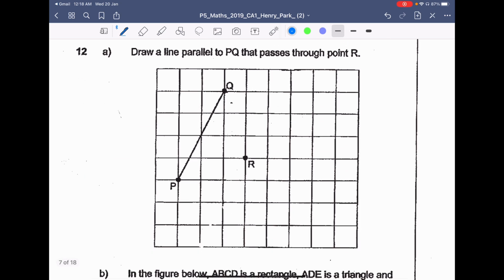Draw a line parallel to PQ that passes through point R. So what you want to do is take your ruler, place it along line PQ, then afterwards you drag your ruler all the way until it touches point R while maintaining the axis. So this line will be your answer because it passes through point R.